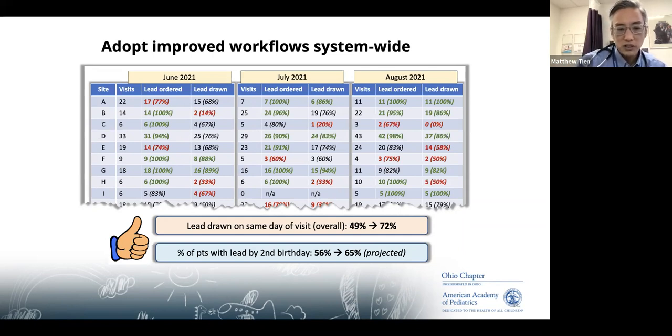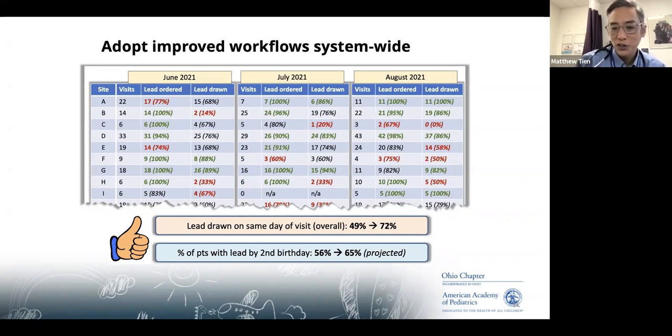At the bottom, I have 2 little bubbles there. The first one says lead drawn on the same day of the visit. Overall for our system, at the time that I prepared this, we had gone from pre-project, where only 49% of the time would a lead get drawn on the day of the visit when the patient was due, to now 72% of the time. So we still have some room for improvement. We set a goal for ourselves to get to 80%. We're struggling to make it there, but we've shown some great improvement.